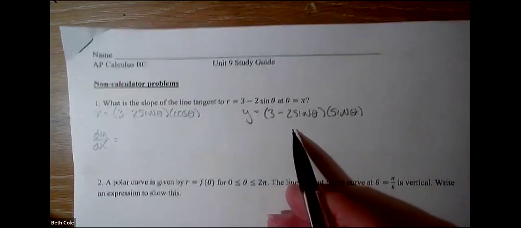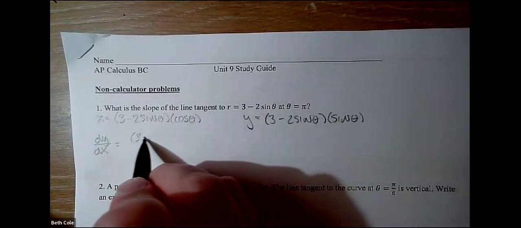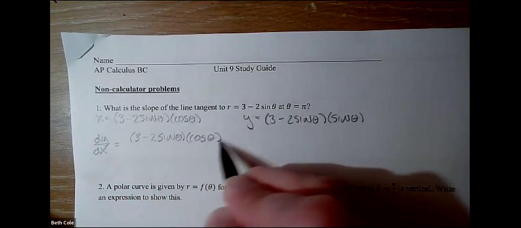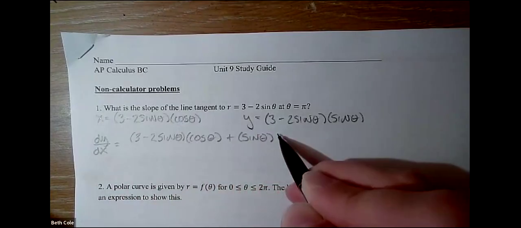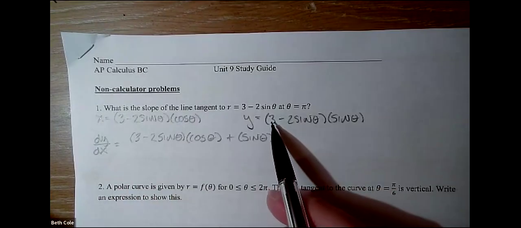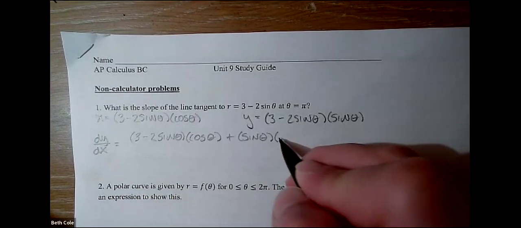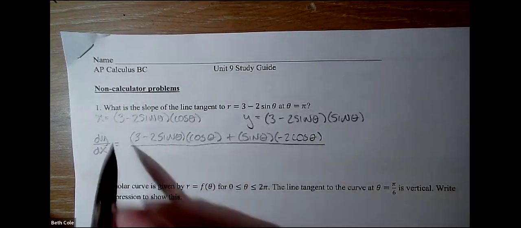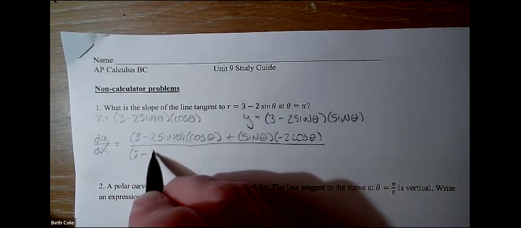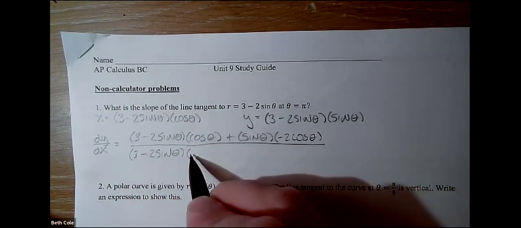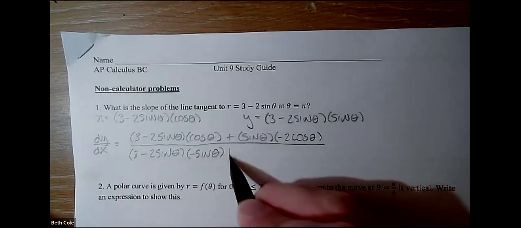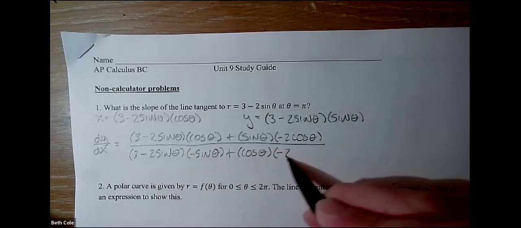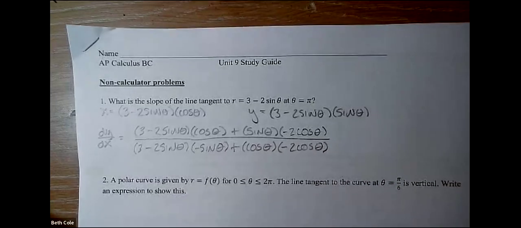All right, so it's going to be a product rule. So we're going to do the first times derivative of the second plus the second times derivative of the first. The 3 is a constant, so that's going to be gone. And it'll be -2 cosine. And we're going to do the exact same thing with our x. So first derivative of the second, which is negative sine, plus the second times derivative of the first, which is going to be the same thing again.